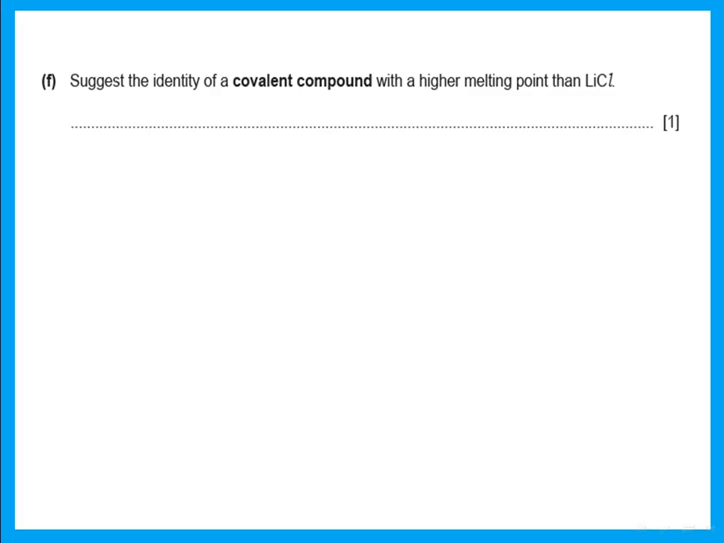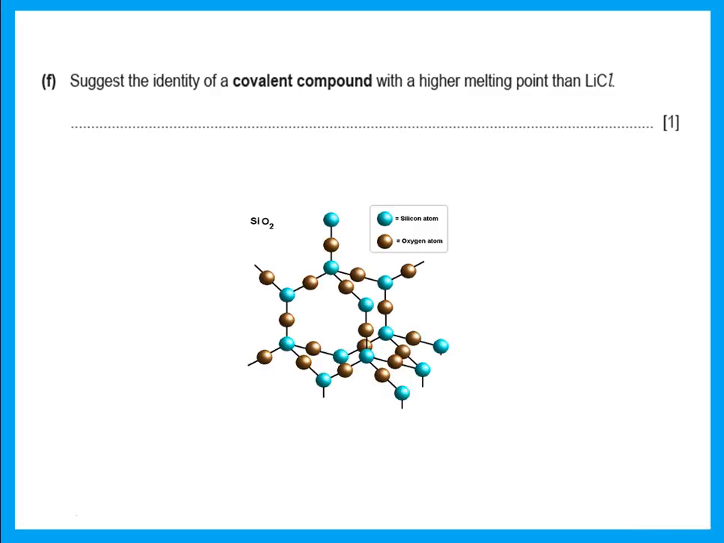I want a covalent compound that is giant with a higher melting point than ionic compounds. That would be silicon dioxide or silicon 4 oxide. Remember that silicon dioxide has a structure similar to that of diamond. But in diamond, all the atoms are carbon, so it's an element, so I cannot mention it here.